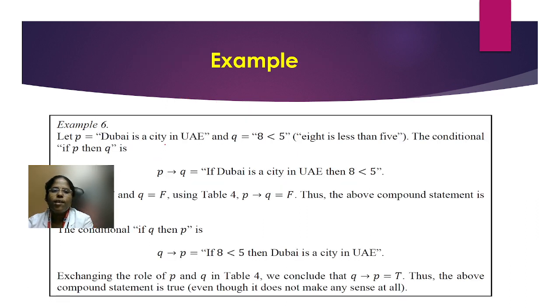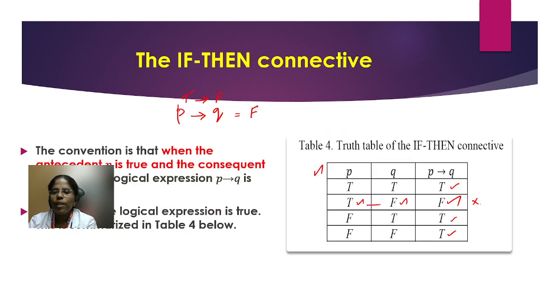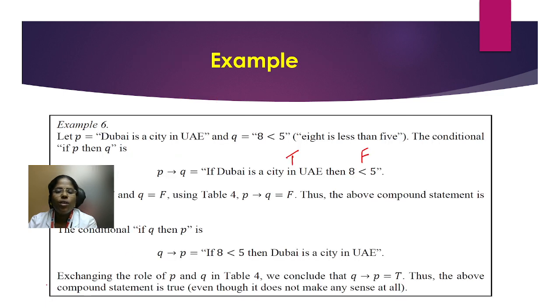So we will have one example. If P represents Dubai is a city in UAE and Q represents 8 is less than 5, the conditional if P then Q represents: if Dubai is a city in UAE, then 8 is less than 5. This is true. This is false. So according to the truth table, if true implies false, then you will have false. So here, Dubai is a city in UAE, then 8 less than 5 will give you the false statement.